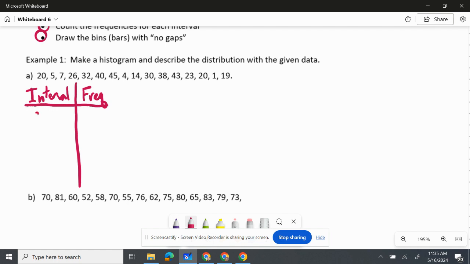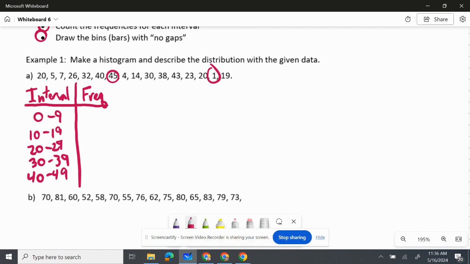So we have 0 to 9, we have 10 to 19, we have 20 to 29, we have 30 to 39, and we have 40 to 49. First thing that I do is I look to see if I can go by tens. So I look for my minimum number, which in this case is 1, and then I look at my maximum number, which is 45. So I know I can do 5 intervals.